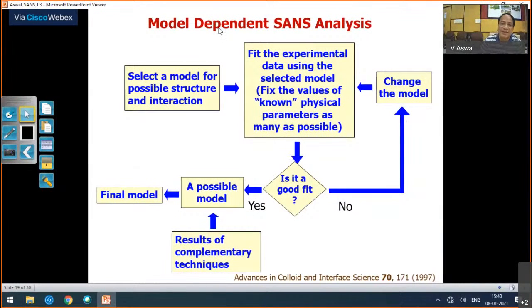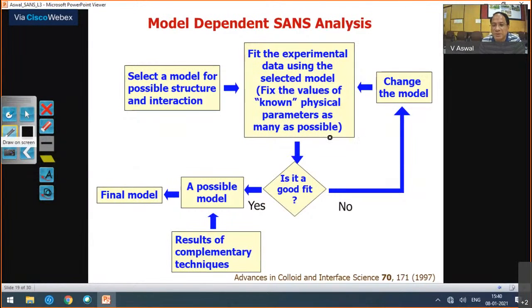What do you do in this case of model dependent analysis? You select a model for possible structure and interaction, then fit the experimental data using the selected model, fixing the value of known physical parameters as many as possible. Because you are fitting the parameters, it is always good to freeze the parameters which are known. The fewer the fitting parameters, the more reliable the fitting will be.